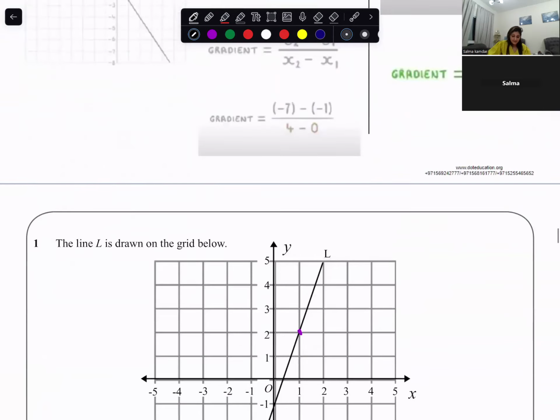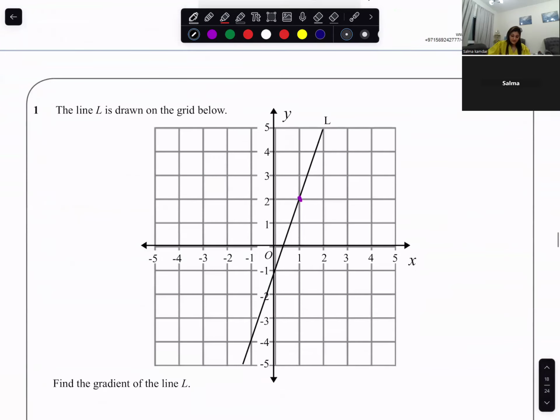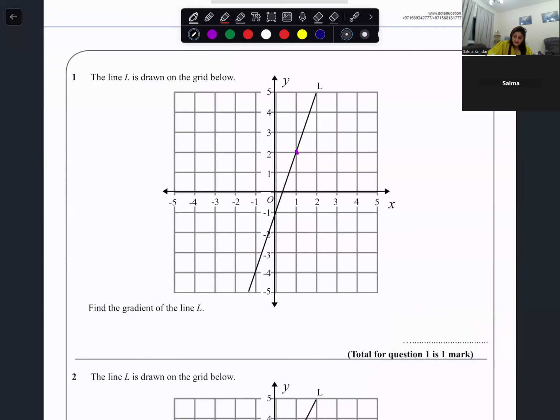Here are some examples. Find the gradient of line L. Rise over run. Is the line sloping upwards or downwards? It is sloping upwards from left to right. So the gradient of my line is going to be positive.